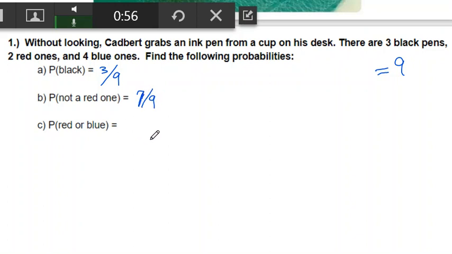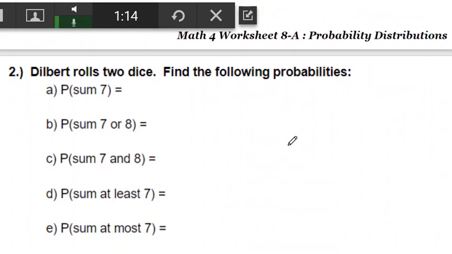And then red or blue. That's adding them, the red ones and the blue ones. 2 and 4. That's 6 out of the 9. Remember, that means add. Okay. Still a review of what we were doing in Math 3 last year.